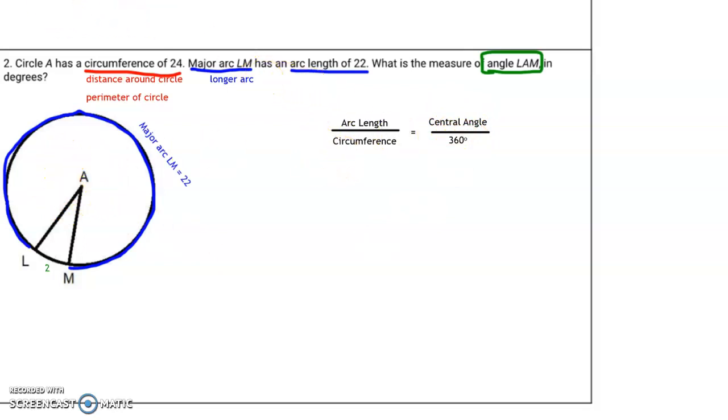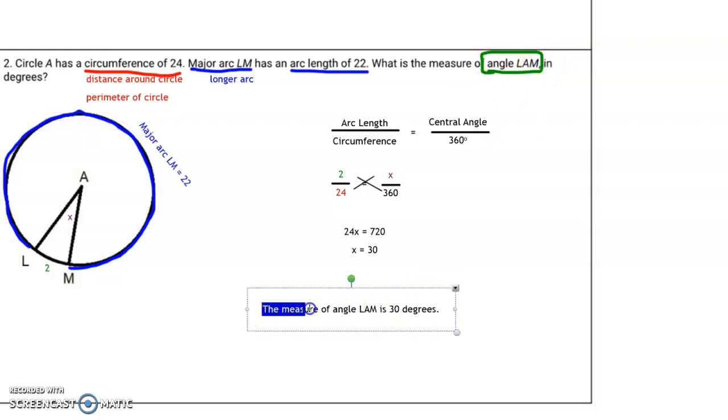Now let's substitute in the things that we know. We took the 2, which is the arc length, and put it in the numerator here. The denominator is 24, which is the circumference. That should be equal to x, which is the central angle here, divided by 360 degrees, which is the total number of degrees in the outside arcs of the circle. All right, so crisscross applesauce here. This is an algebra problem, so I'm going to fast forward to the end. We've solved for x here. And then the question is, what is the measure of angle LAM?